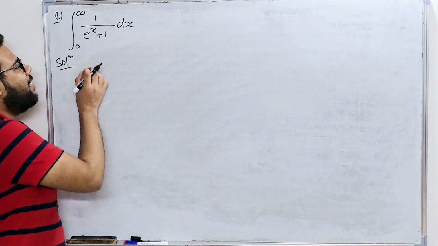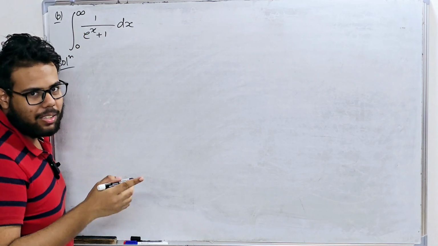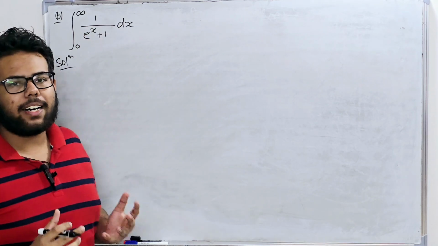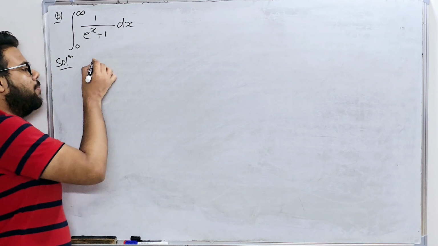So the question states: integral from 0 to infinity of the function 1 upon e to the power x plus 1. So how do we even start? Well, let's do some analysis to start the problem.